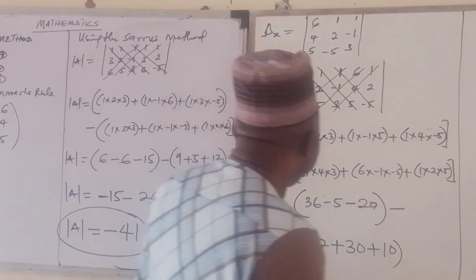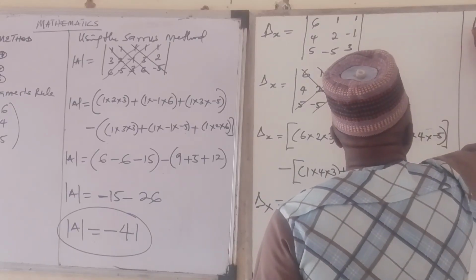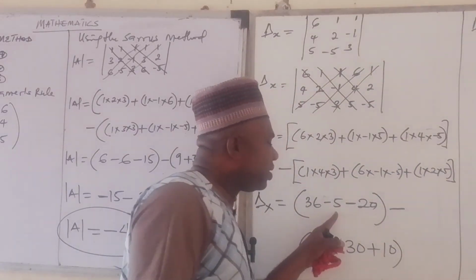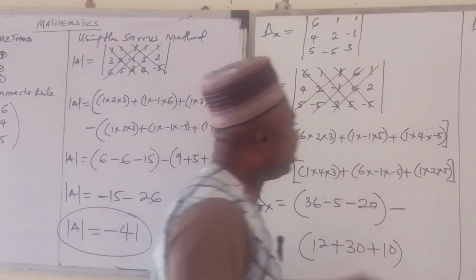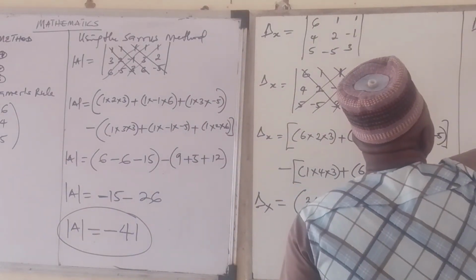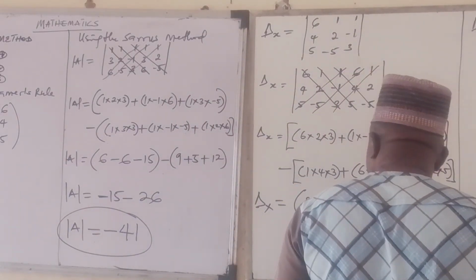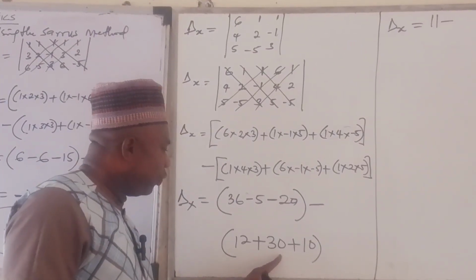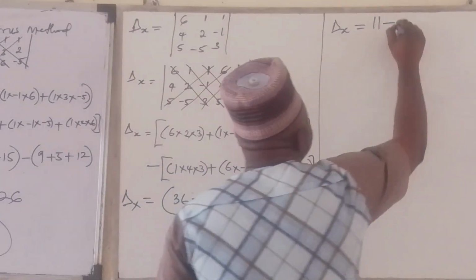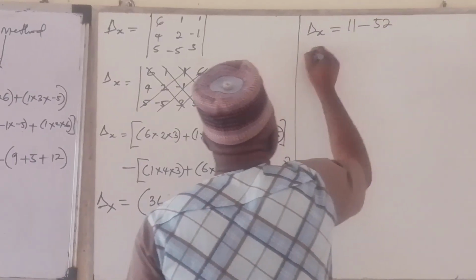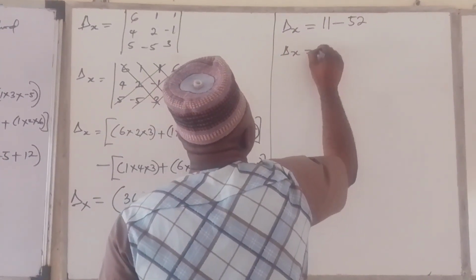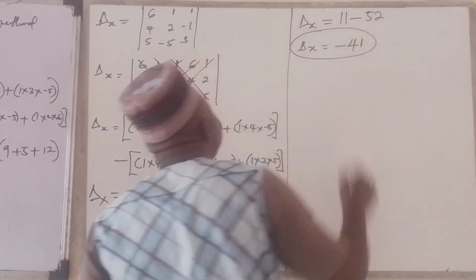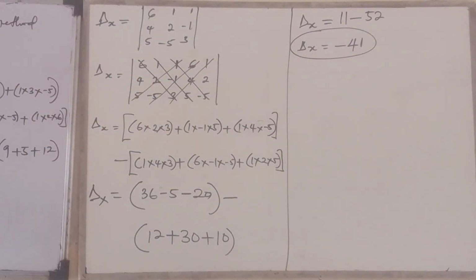So it means the determinant of X will be equal to, 36 minus 5 is 31. 31 minus 20 is 11. So we have 11 minus this, 12 plus 30 is 42. 42 plus 10 is 52. So the determinant of X will be equal to minus 41. Now let's take note of this. The determinant of X is minus 41.